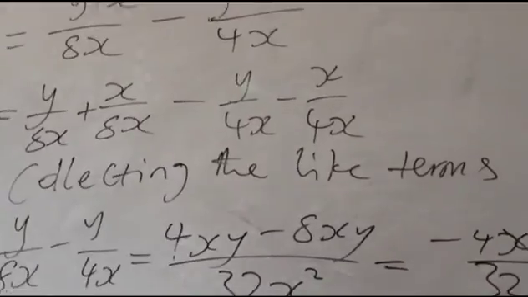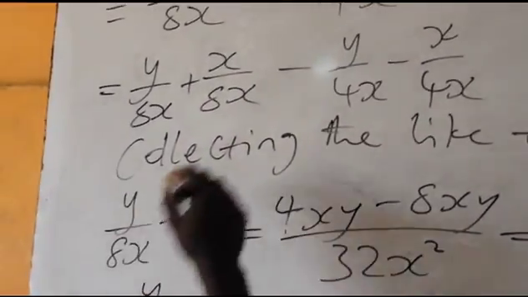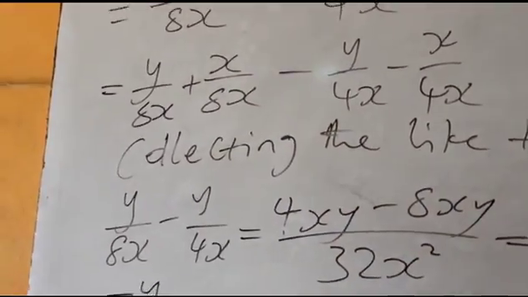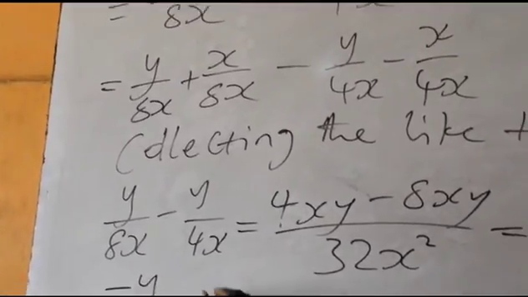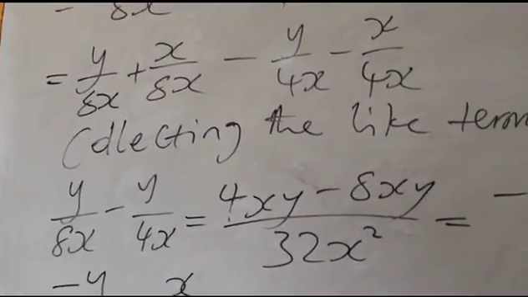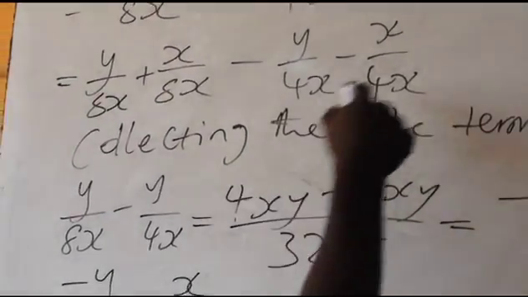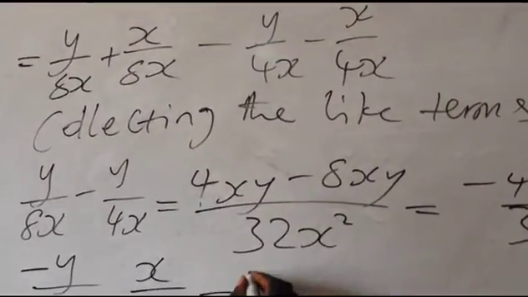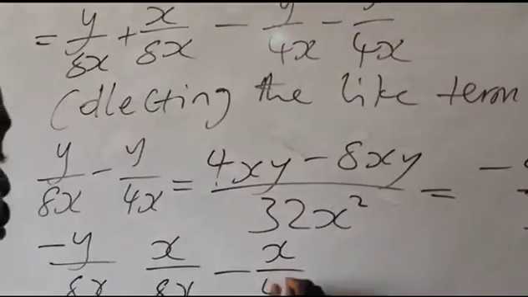So let's look at the other two terms, similar terms. So these ones now, we have x over 8x minus x over 4x.